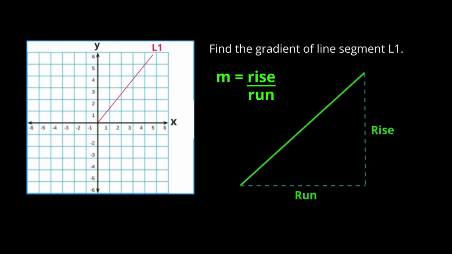Now find the gradient of the line segment L1. Understand that gradient is the ratio of vertical change, that is rise, to the horizontal change, that is run. To find the gradient of this line segment, I will select 2 points. The first coordinate I am choosing is 4, 5, and the second coordinate I am choosing is 0, 0. So the vertical change, or the rise, is 5 units, and the horizontal change, known as run, is 4 units. So the gradient of this line segment L1 becomes 5/4.